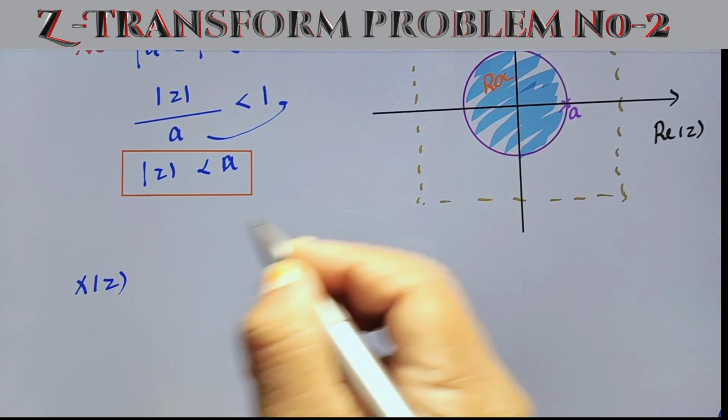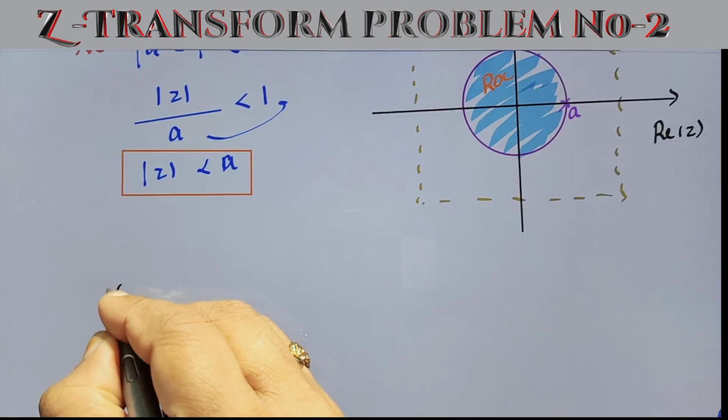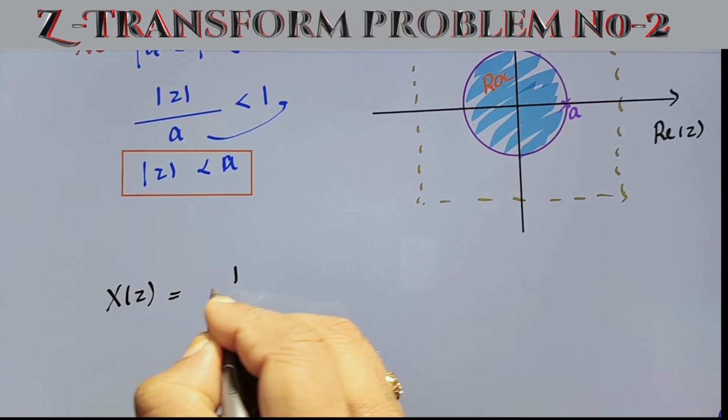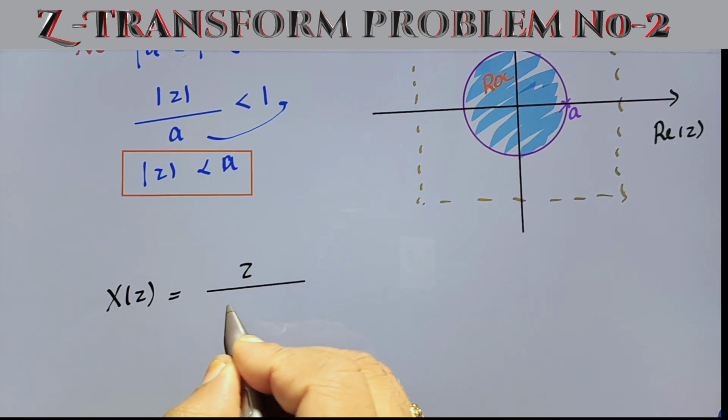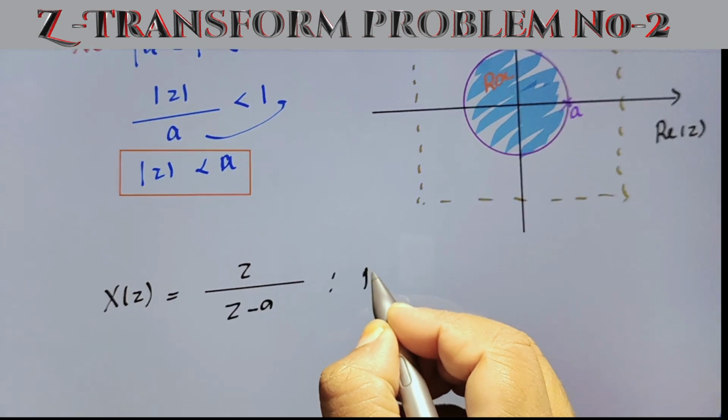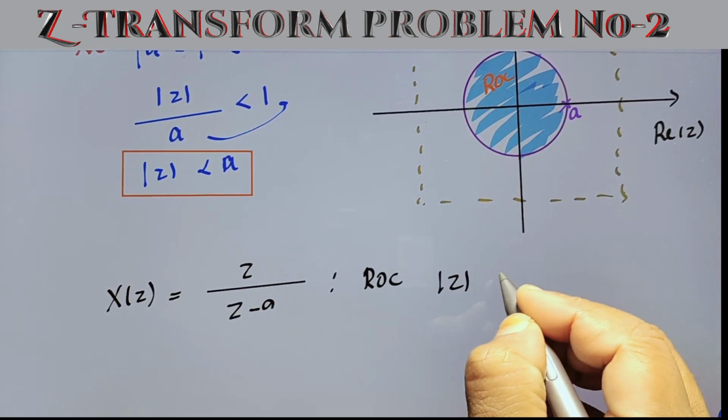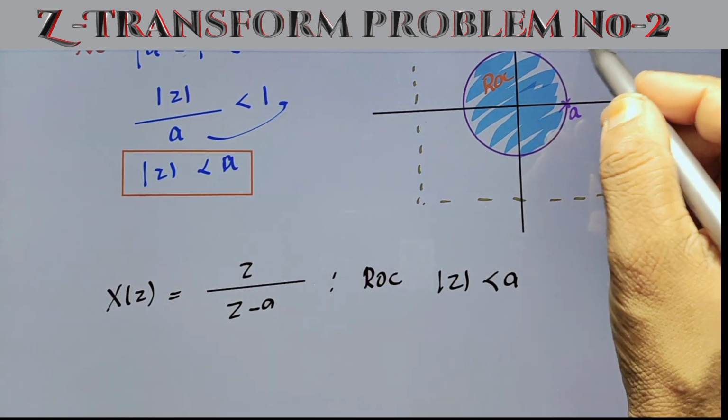Write the final step. X of z equal to, write the final last step. X of z equal to z by z minus a. Okay. z by z minus a and ROC modulus of z less than a. That's all about this problem.